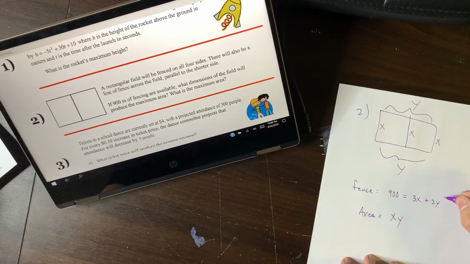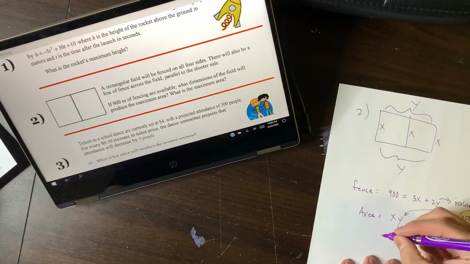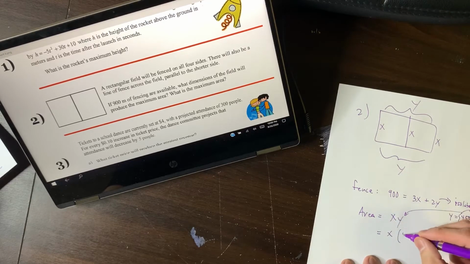And then like we did in class, let's get this y alone. So let's isolate this y. And if you do so, you'll see that it's going to equal 450 minus 3 over 2x. And now what we can do is take this and plug it in for y, because I want my area function to have 1 variable, not 2. So now I have 1 variable, which is just going to be x times 450 minus 1.5x. So this really mimics the one we did in class.